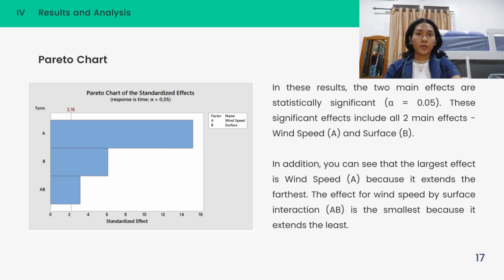Here we have the Pareto chart. In these results, the two main effects are statistically significant with alpha equal to 0.05. These significant effects include both main effects, which are wind speed and surface. In addition, you can see that the largest effect is the wind speed because it extends the farthest, and the effect for wind speed by surface interaction, which is AB, is the smallest because it extends the least.